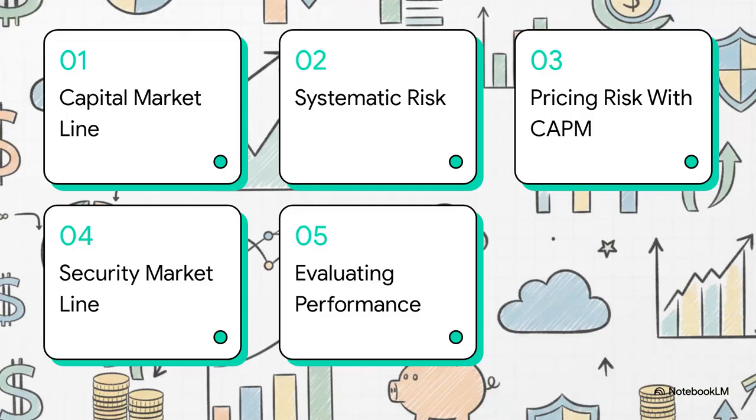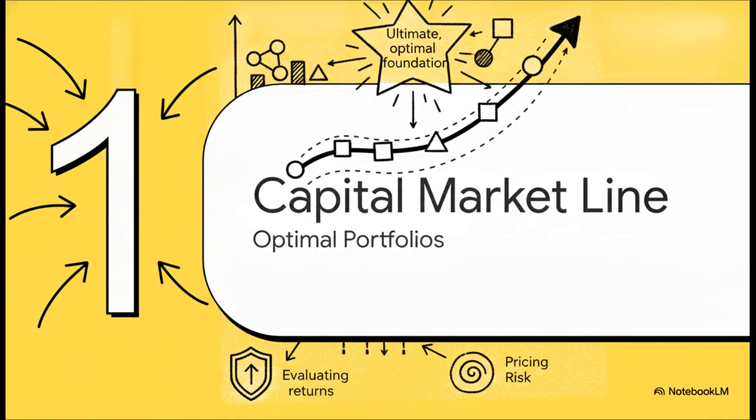To solve this, we'll be using a building blocks approach today. First up is the capital market line, then systematic versus non-systematic risks, followed by pricing risk with CAPM, the security market line, and finally evaluating real-world portfolio performance. All right, starting with block number 1, the capital market line.